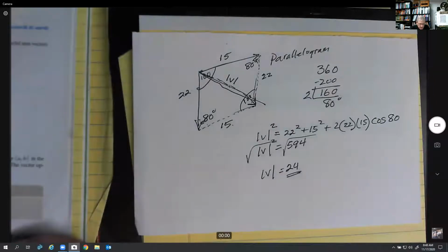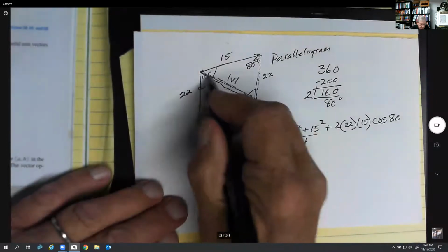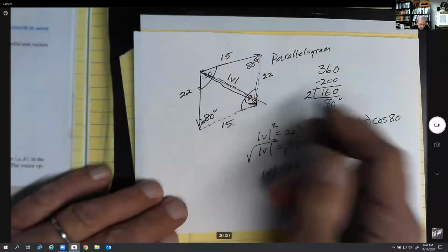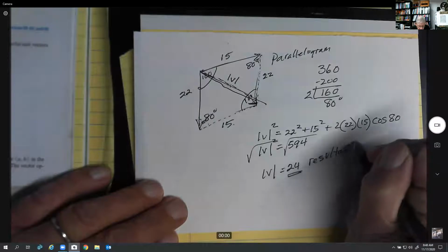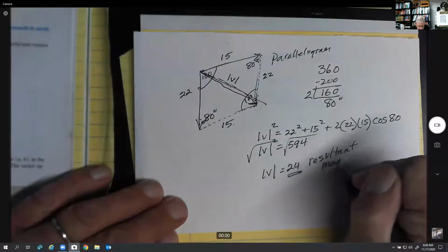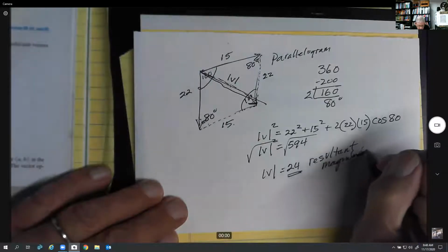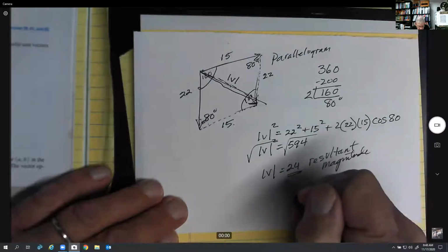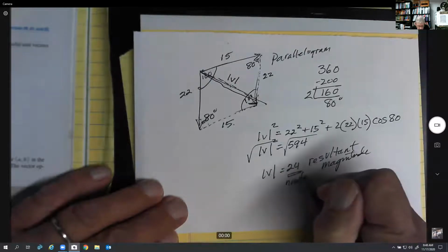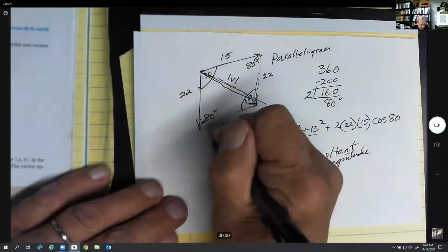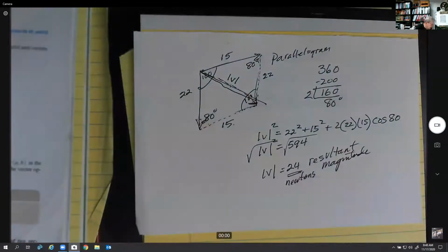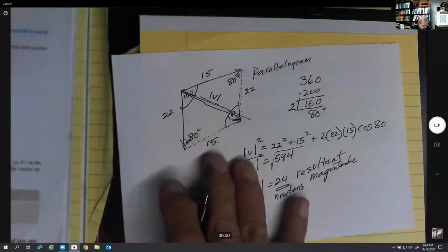And so the answer to this, the resultant, this is called the resultant magnitude, is 24 newtons. This force acting this way and this force acting this way will result in a force of 24 newtons. That's basically it. The rest of the chapter is pretty easy.